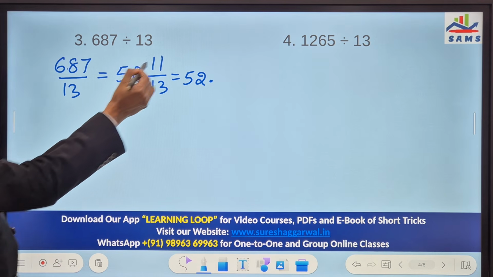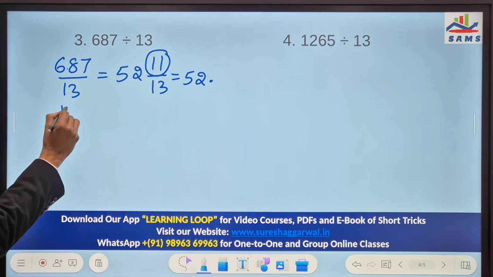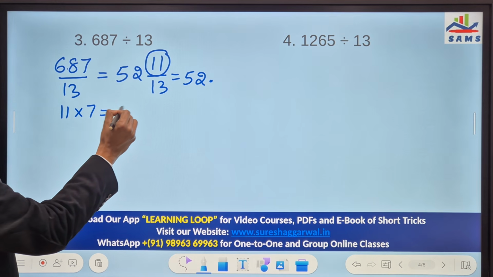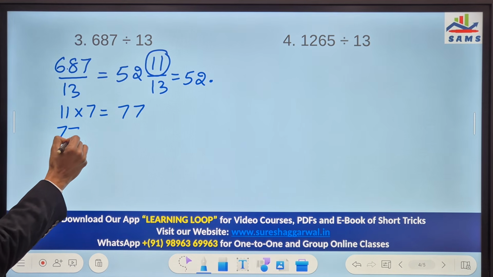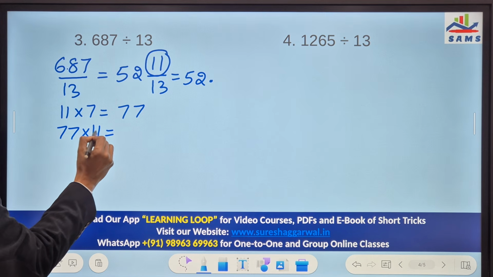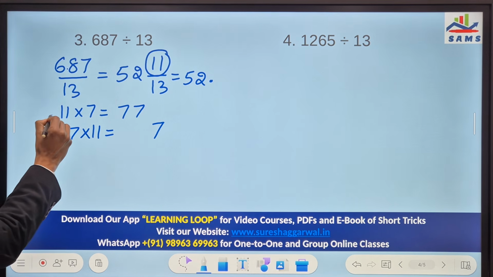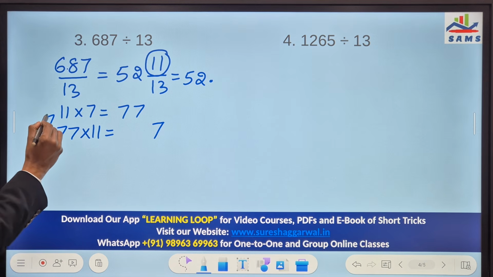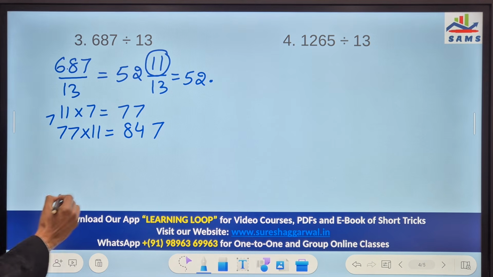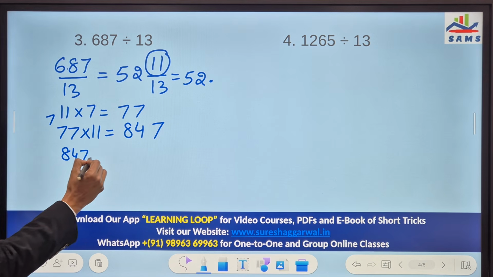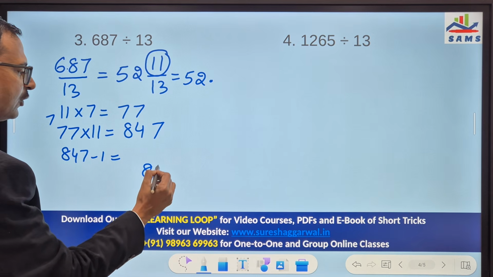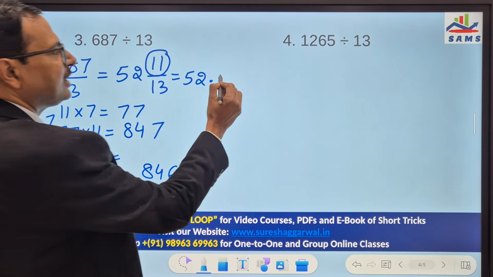Now what is that something? The numerator here is 11. 11 times 7 is 77. 77 times 11. 11 sevens are 77, 7 carry, 11 sevens are 77 plus 7 is 84, 847, and 847 minus 1 gives us 846.